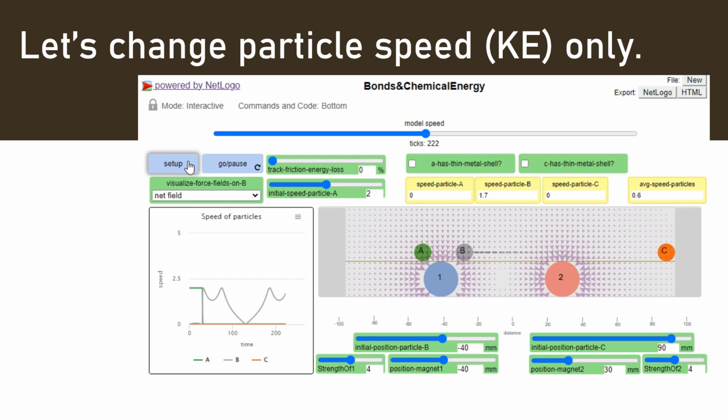All right, so we can see from this model that the speed of the particles matters. If the particles are moving too slowly, bonds don't break. If the particles are moving too quickly, it's hard to form the bonds. So there has to be kind of a happy medium. There has to be enough energy to break a bond. And if particles are moving too quickly past each other, they're simply not going to bond.